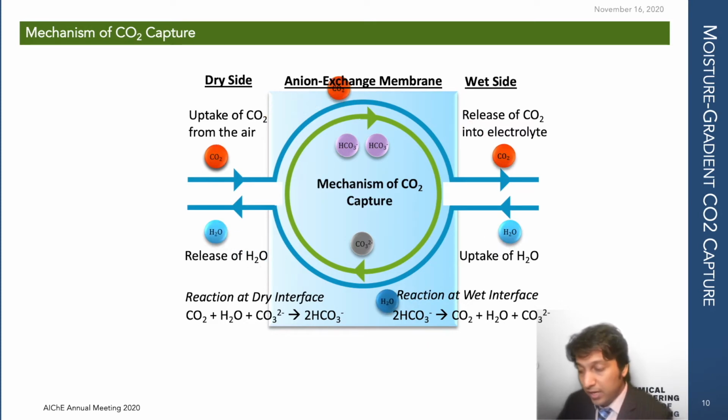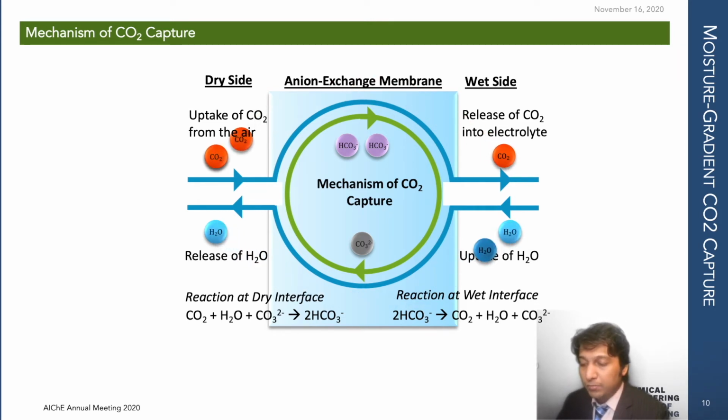And we can see that since there is a gradient of moisture, there is less moisture on the dry side and more, of course, because it's all electrolyte, there's more water there. Water likes to move towards the dry side. Once that gradient is set up, bicarbonate moves towards the wet side.